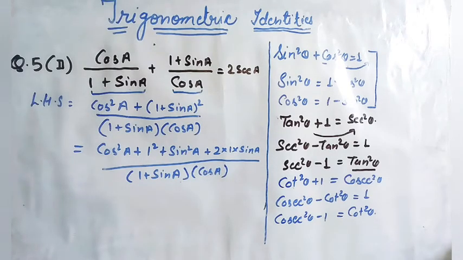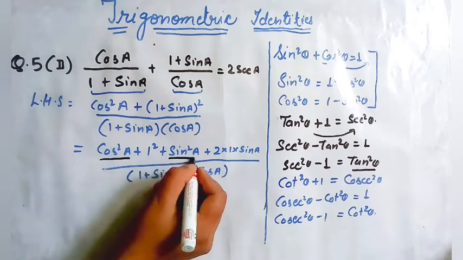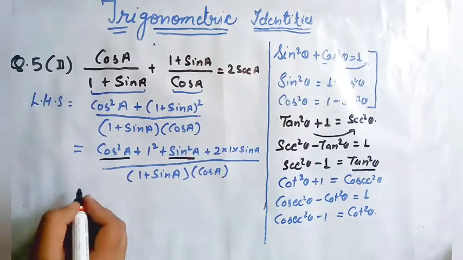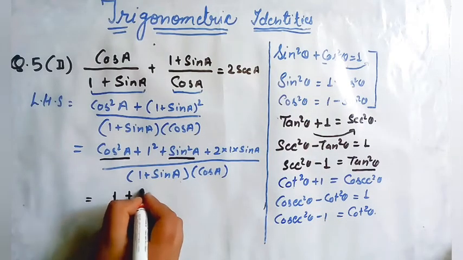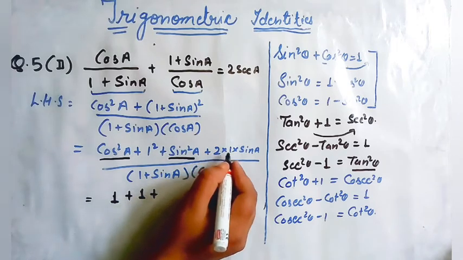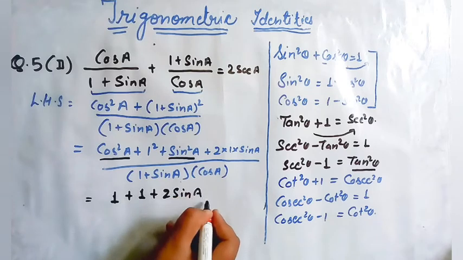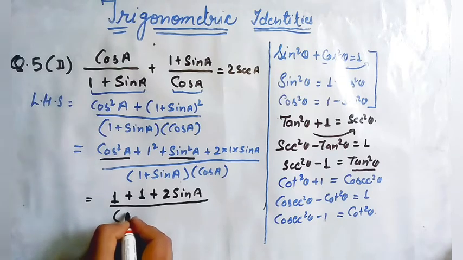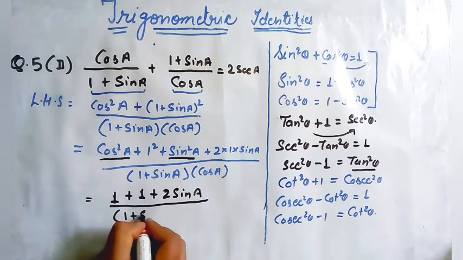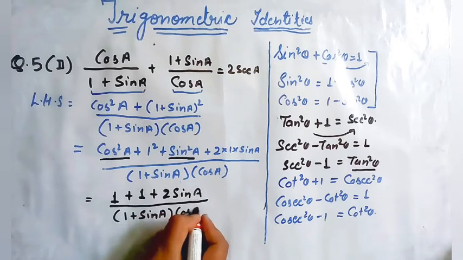Then now let us see where we can use the identity in the numerator. We know that sin square A plus cos square A equals to 1. So sin square A plus cos square A will be replaced by 1 and 1 square is also 1 and 2 into 1 into sin A will be 2 sin A whole upon 1 plus sin A as it is whole multiplied by cos A.